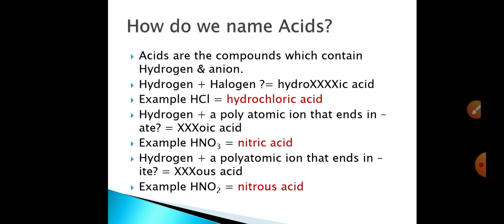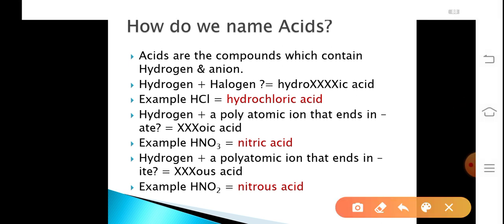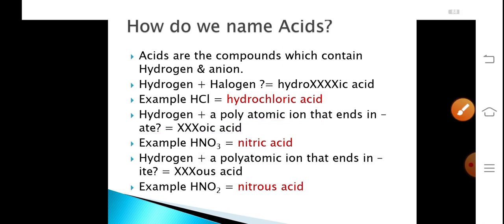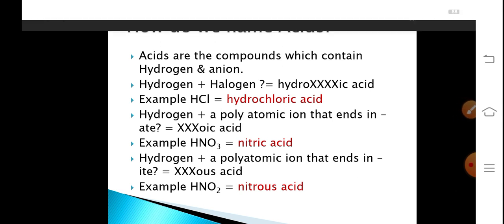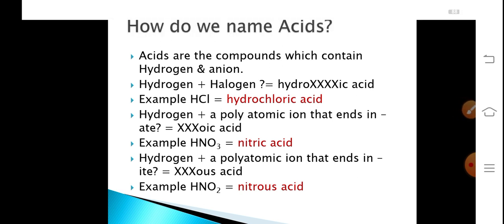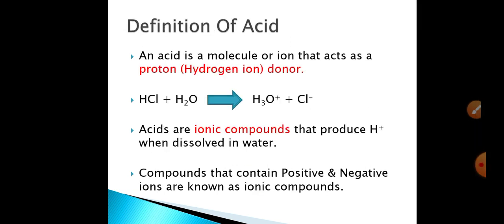Now let us take the second type of acid. If in an acid, hydrogen is combined with a polyatomic ion that ends with "ate", for example, phosphate or nitrate, in such a condition, again we will use the suffix "ic". For example, HNO3. Here hydrogen is combined with a nitrate ion, which is a polyatomic ion. So here we will name it nitric acid.